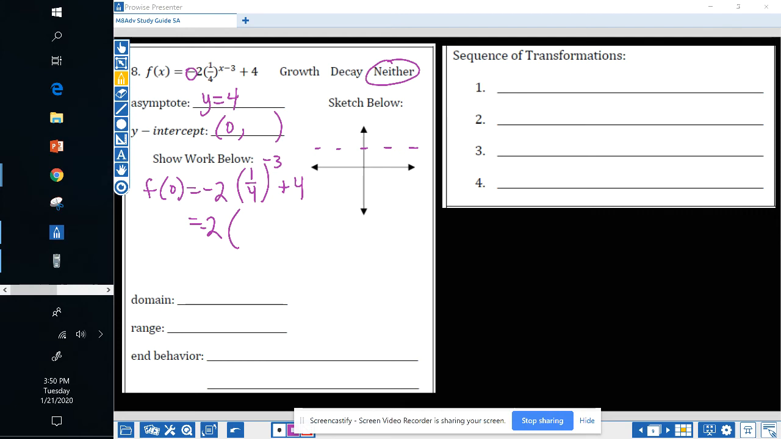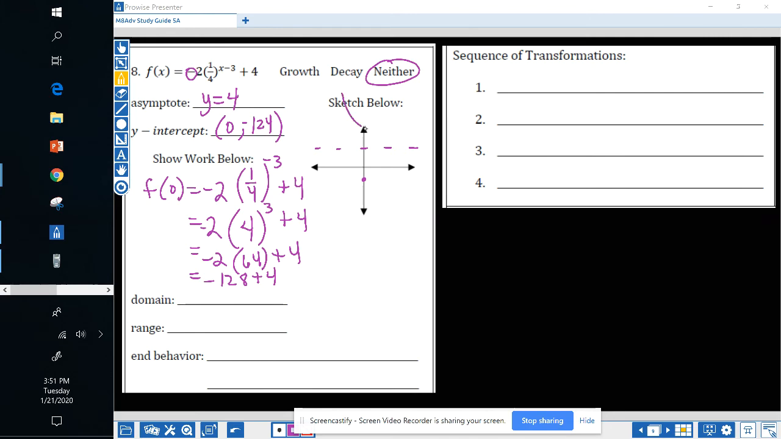When I have a negative exponent, I reciprocate my factor of 1/4 to 4/1. And I have 4 times 4 times 4, which is 64. Times -2 is -128. Plus 4 gives me -124. So somewhere down here.